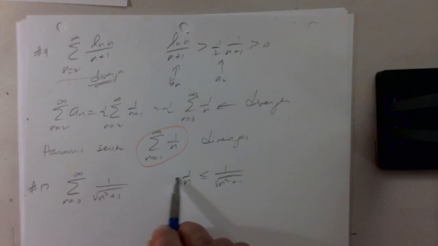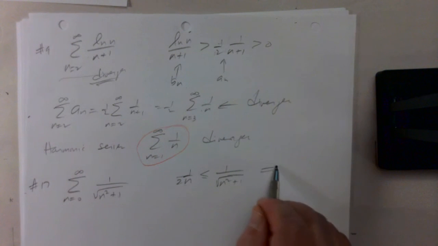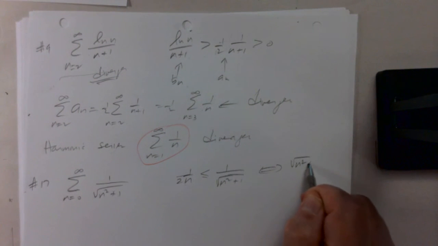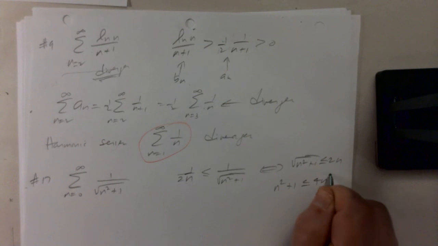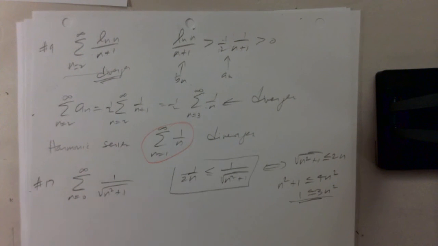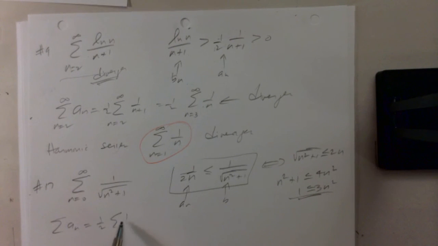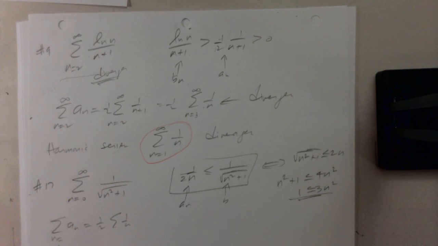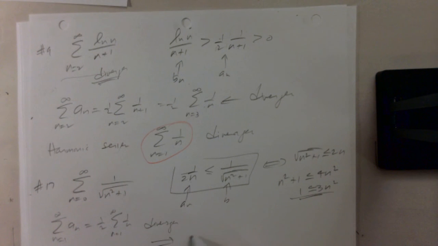But we could make this, let's say, 1 over 2n. Let's see, is this true? Let's do an experiment. This is true if the square root of n squared plus 1 is less than or equal to 2n. If you square both sides, n squared plus 1 is less than or equal to 4n squared, so 3n squared is greater than or equal to 1, that's always true. So this inequality is okay. And if I let this be an and this be bn, the summation an is 1/2 summation 1 over n. And this diverges. So the smaller series diverges, so the bigger series diverges.